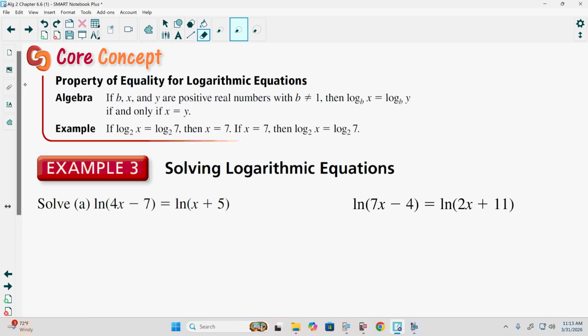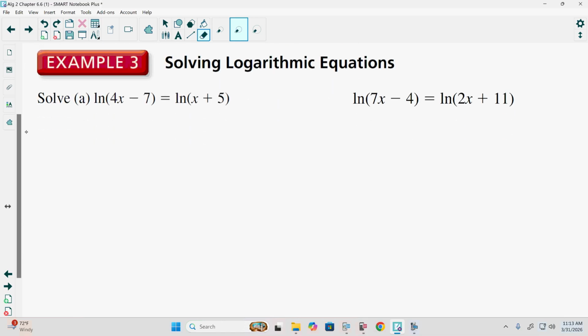Are you ready for the next property? Property of equality for logarithms, still 1-to-1. If we have one logarithm on either side, and it is the same logarithm put to the same base, what's inside has to be equal. So the only way the natural log of 4x minus 7 is equal to the natural log of x plus 5 is if 4x minus 7 is equal to x plus 5. This is the only way it works, because we're applying the same function to both of them, so what's inside has to be the same.